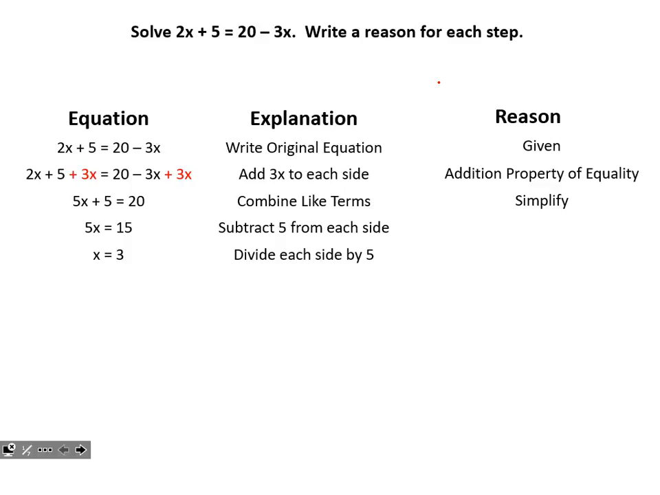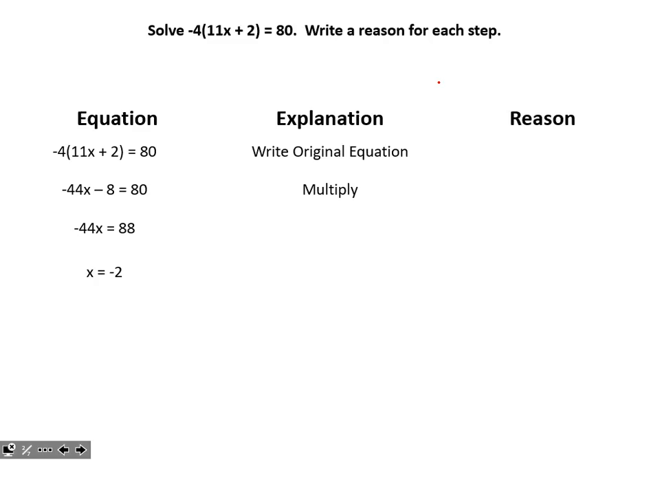What property defends that step? What property defends subtracting 5 from both sides? It's one of the ones that we just wrote down, and it's got the word subtraction in it. Subtraction property. And then to get from 5x equals 15 down to x equals 3, we divide by 5. What property allows us to do that? Caleb? The division property. Okay, the division property.